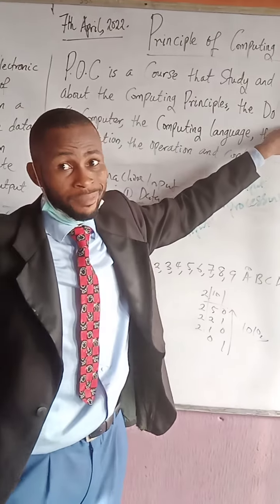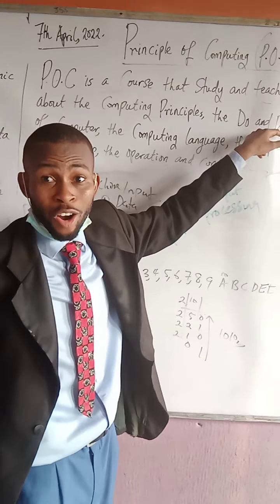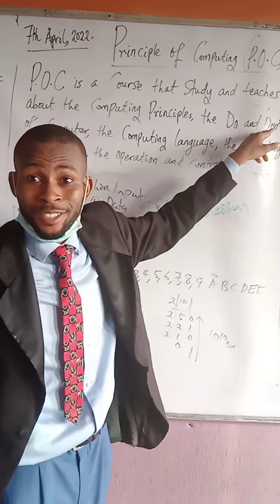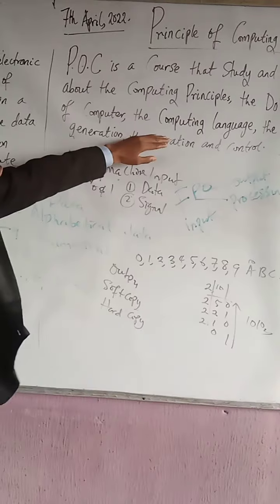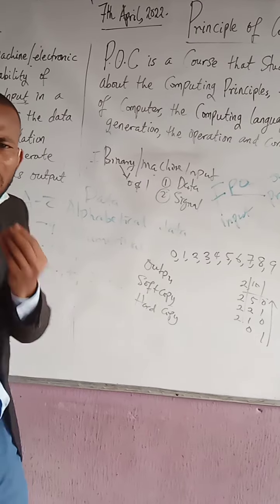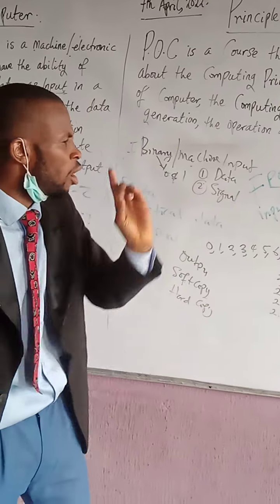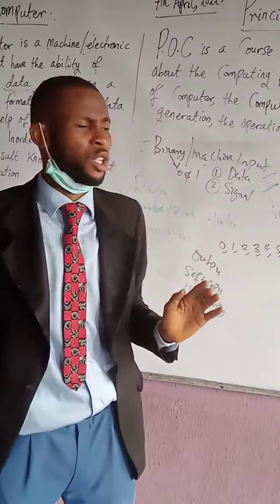And what computer cannot do? I don't need to tell you what computer cannot do. Computer cannot walk on its own. Computer cannot sing on its own. The computing language, the language computer understands, I explained it here, which is called what? Binary language or machine language.